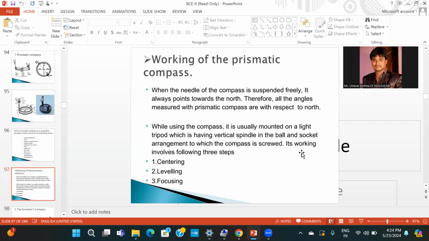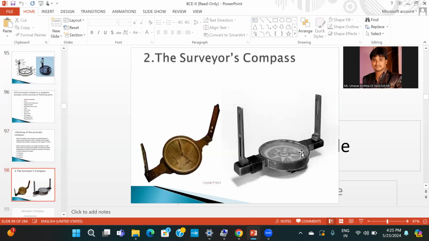Working of the prismatic compass involves three steps, that is centering, then leveling, then focusing. These are the three steps we follow during the measurements. So this is the surveyor compass. The surveyor compass does not require any tripod.